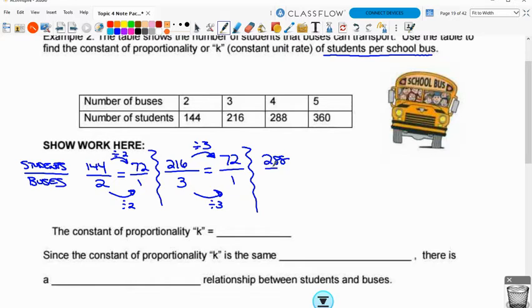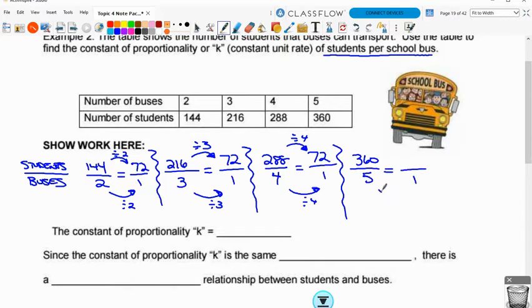Then we're told 288 students fit on 4 buses. Get our unit rate, divide by 4, divide by 4. 288 divided by 4, 72 over 1, again, is our unit rate. And then finally, we're told that 360 students fit on 5 buses. Get our unit rate this time by dividing by 5. If you do 360 divided by 5, well, again, you're going to get another unit rate of 72 over 1. Look at the unit rates. Every single time, the ratio simplified down to a unit rate of 72 over 1.